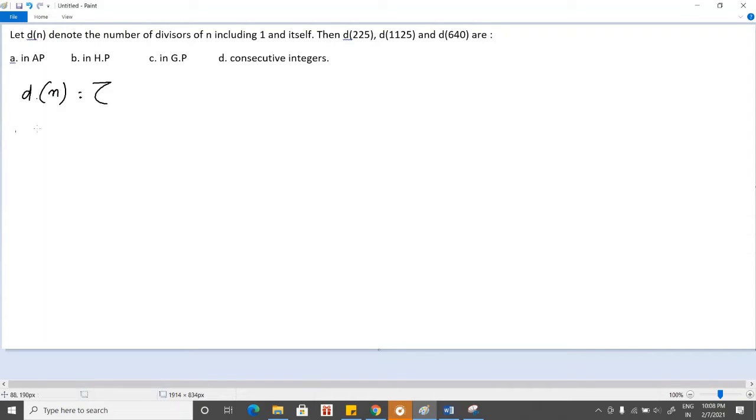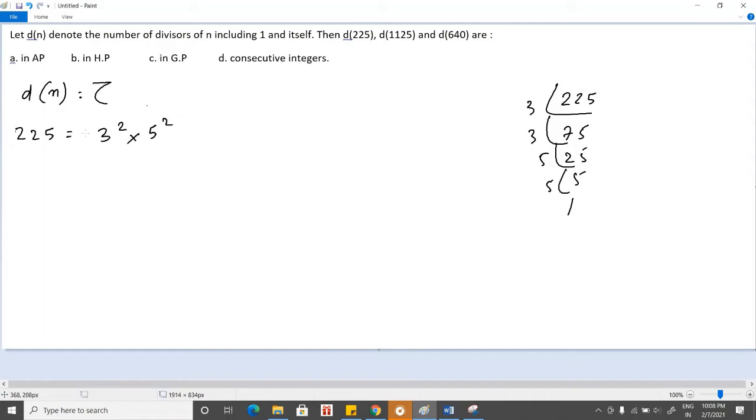For example, first of all we need to find out D225. That means we need to find out how many divisors or how many factors there are for 225. So for this we will start with the prime factorization. 3 75s are 225, 5 15s are 75, 5 3s are 15. So 225 is equal to 3 square into 5 square. So D225: we have 3 to the power 2 and 5 to the power 2, so D225 will give us 2 plus 1 into 2 plus 1.